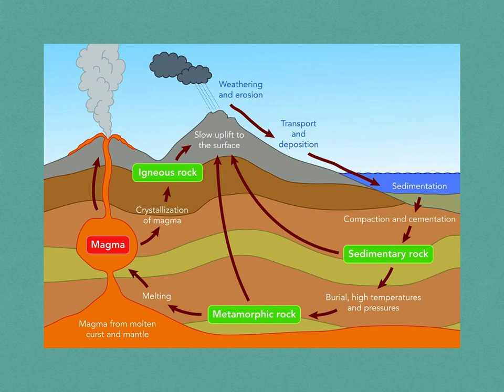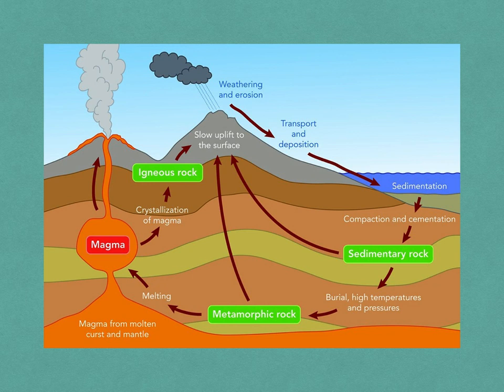We have now finished talking about the three different types of rocks that form throughout the rock cycle. It starts out with sedimentary rocks that are made up by weathering and erosion, transport and deposition, sedimentation, compaction, and cementation. After the sedimentary rocks are buried and go through high temperatures and pressures, they form metamorphic rocks.